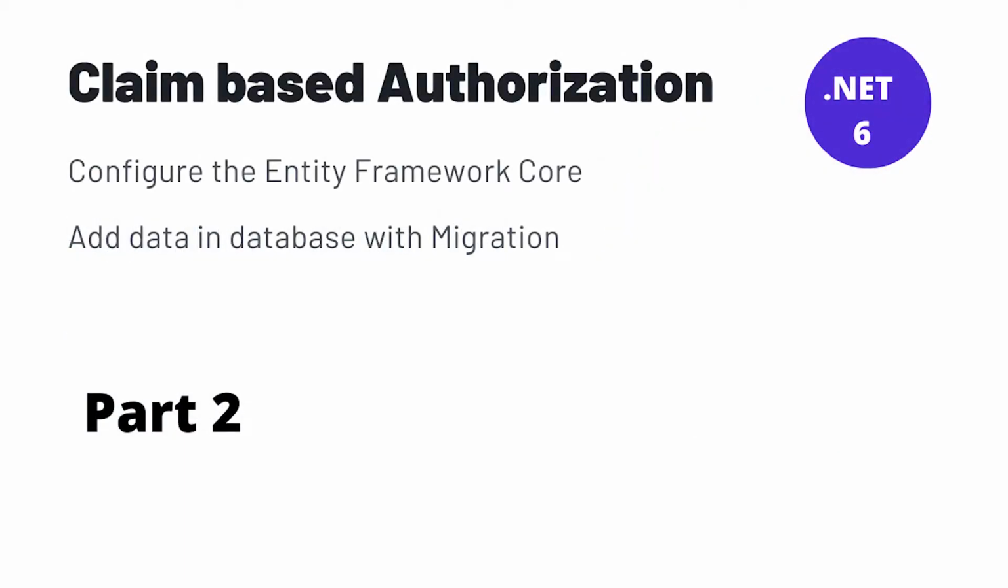This is the second video of a claim-based authorization series. In this video, I will configure Entity Framework Core, create and apply the first migration. With the first migration, I will add data in the database. I will add one admin user and its claims and role so we can test and add other users.